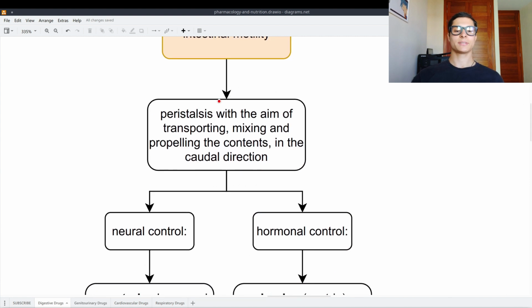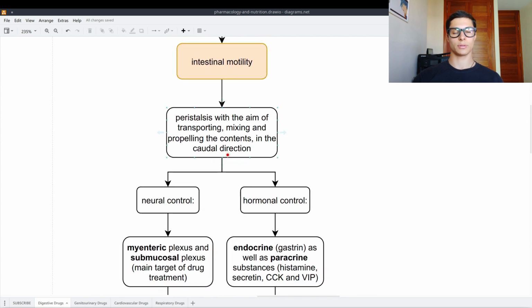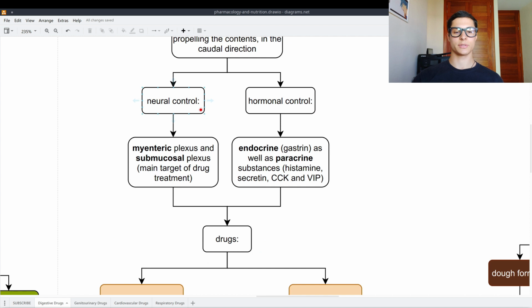Intestinal motility. Peristalsis has the aim of transporting, mixing, and propelling the contents in the caudal direction. This is what is used for the peristalsis, and it is very important for us. We have a neural control of the peristalsis using the myenteric plexus and submucosal plexus. The main target of the drug treatment is the neural control. But we also have hormonal, endocrine control, using gastrin, as well as paracrine substances such as histamine, secretin, the cholecystokinin, and the vasoactive intestinal peptide.